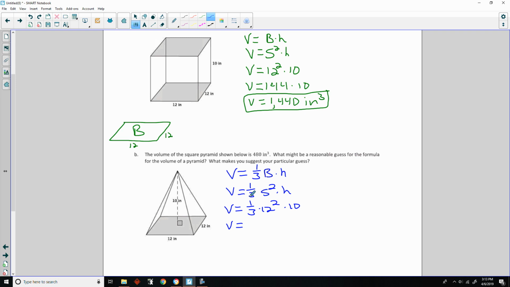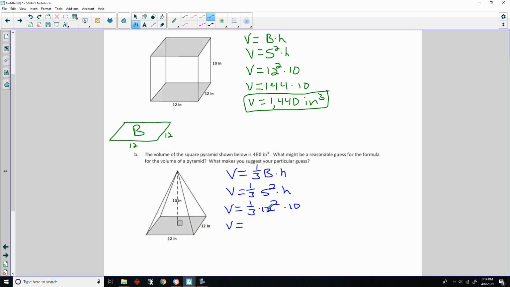PEMDAS, order of operations, says, parentheses, then exponent, then multiply. So do not multiply 1/3 by 12 and say that that is 4 squared, which is 16. You'll get the wrong answer every time. Order of operations are there for a reason.